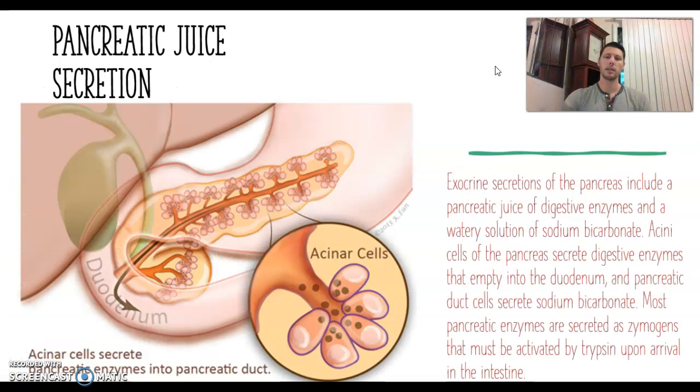So next we're going to look at the pancreas and its role in digestion. The pancreas is an exocrine organ that is not directly stimulated by the pituitary gland, and it produces enzymes and bicarbonate to aid in digestion.